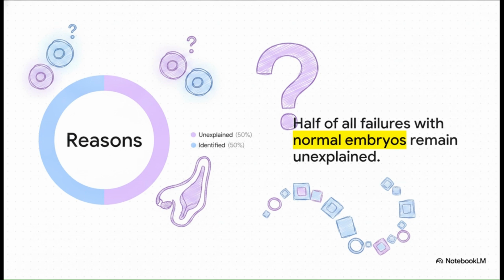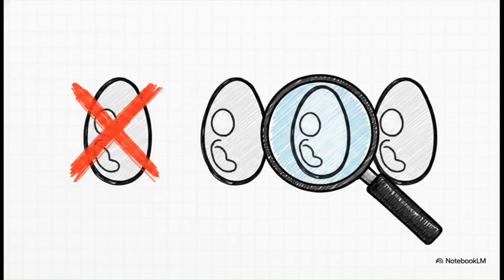What happens when absolutely everything looks perfectly right, but the cycle still fails? Astonishingly, clinicians estimate that at least half of all failures involving a chromosomally normal, good-quality embryo combined with a normal-appearing endometrium remain completely unexplained. 50%. It just really goes to show how much of human reproduction still happens at the very edge of our scientific understanding. And that leads us to a specific clinical diagnosis: recurrent implantation failure.